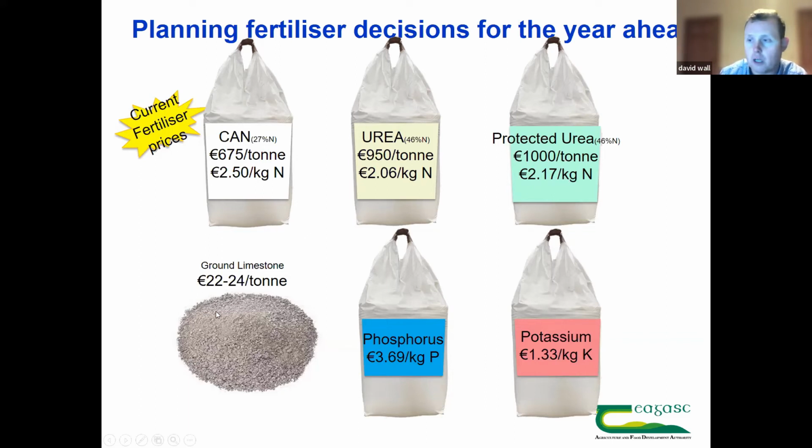Just to note, based on Martin's presentation and Colin's presentation coming after him, phosphorus and potassium have also increased in price. So using your slurry is going to be critical this year. The one thing that hasn't increased is ground limestone, and it's probably the cheapest fertiliser that you'll buy in any year.